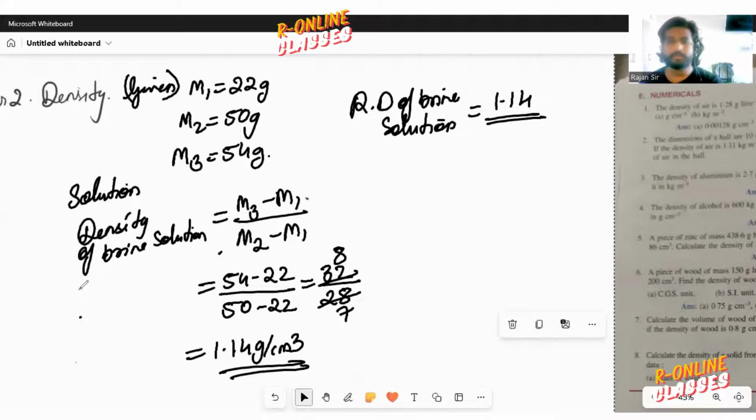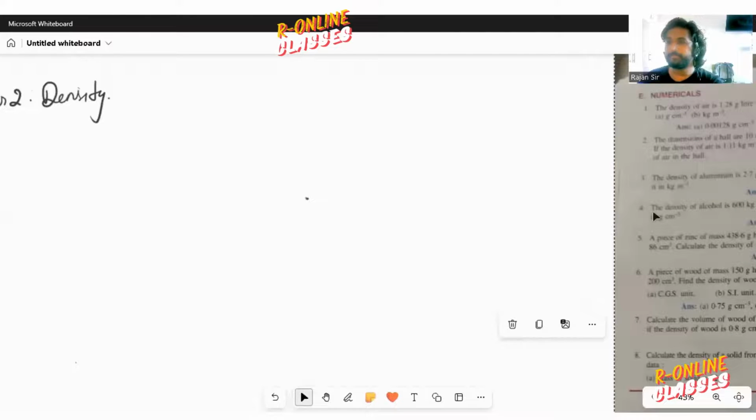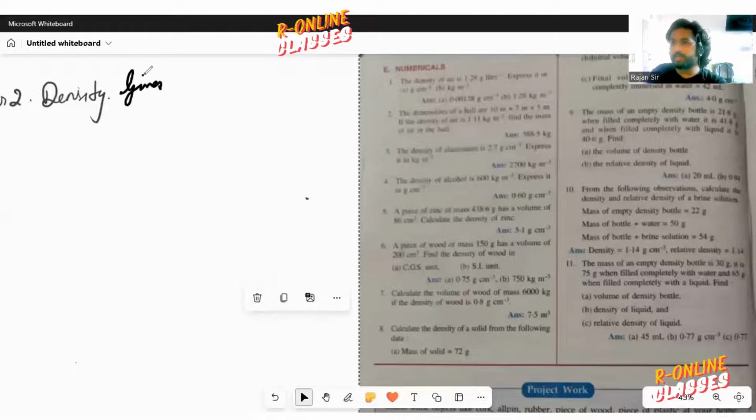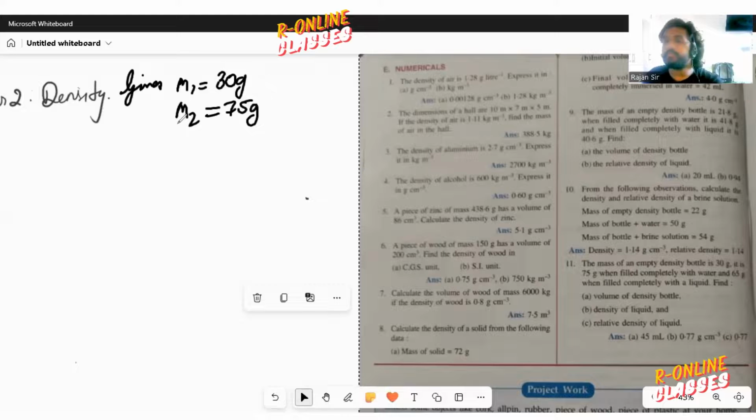I hope you understood. Let's go to the next part and the last part probably. So now we have the mass of an empty density bottle, almost the same thing. Given, we have the mass of the empty bottle is 30 gram. It is 70 gram when filled with water. Okay, so we got M2, which is bottle plus water, 65, sorry, not 65, 75 gram, and 65 gram when filled with liquid. So a little English play, a play of words here and there.